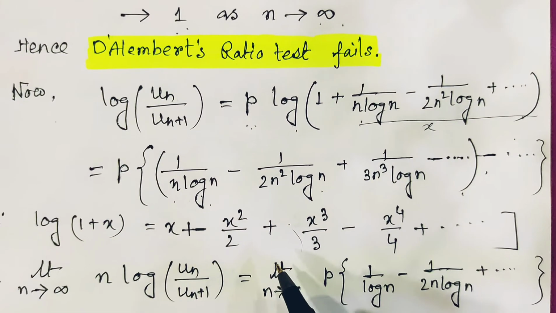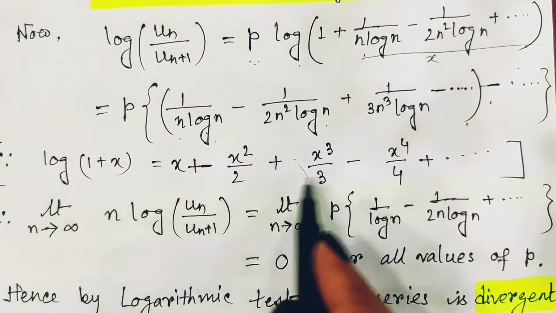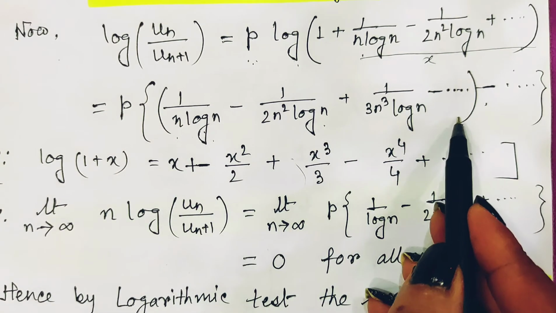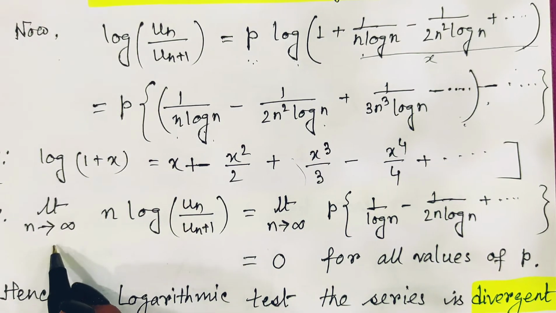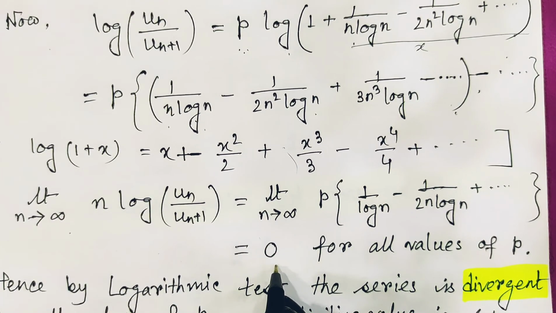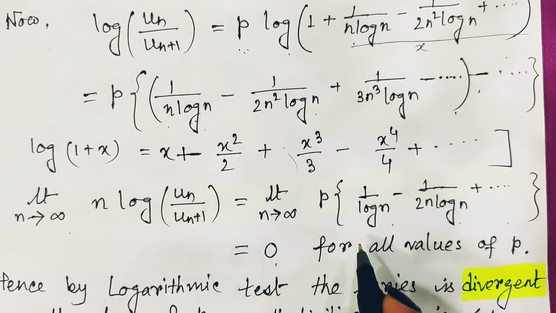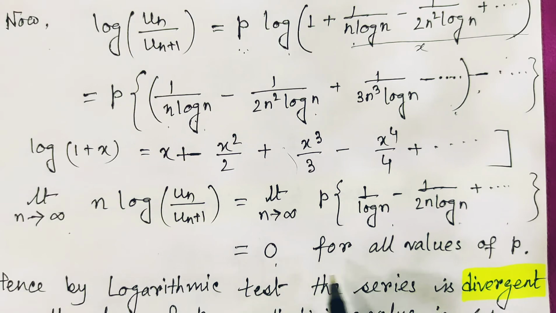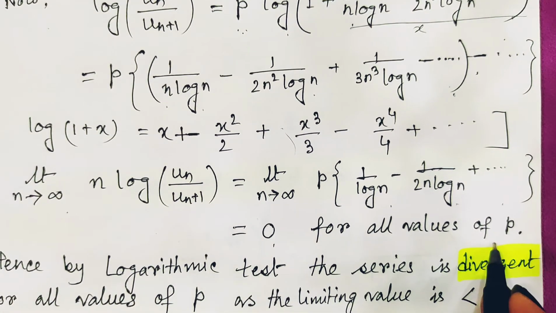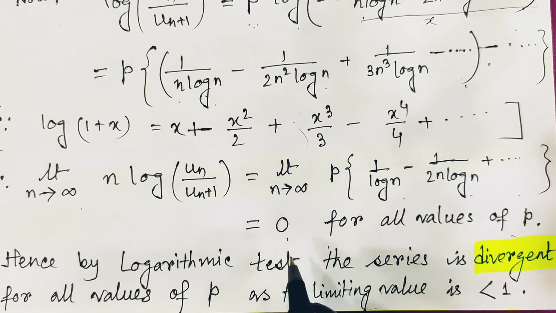So after this expansion, what to do? Here the limiting values, just look at this. This is the series, it is written also, so that you can understand better how we will write this one. Now we take the limit n tends to infinity on both sides, so that we will find out this limiting value becomes 0. Because all the terms involving n, when we take n tends to infinity, the entire thing becomes 0. So for all values of p, we can say this limiting value becomes 0. So 0 means this is less than 1.